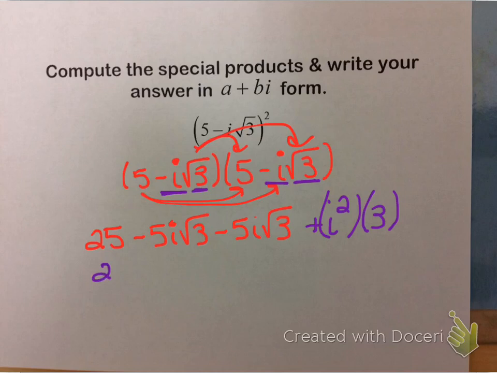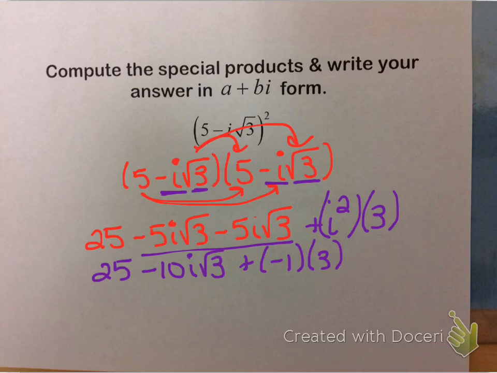Okay, so I've got my 25. These two are going to combine to give me minus 10i square root of 3. And then over here, the i squared will become that negative 1 again, times 3, which is going to make this become a minus 3. So I end up with 22 minus 10i square root of 3.